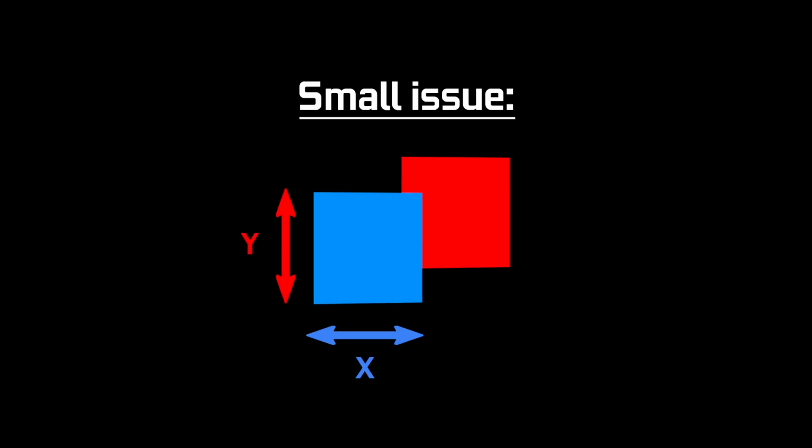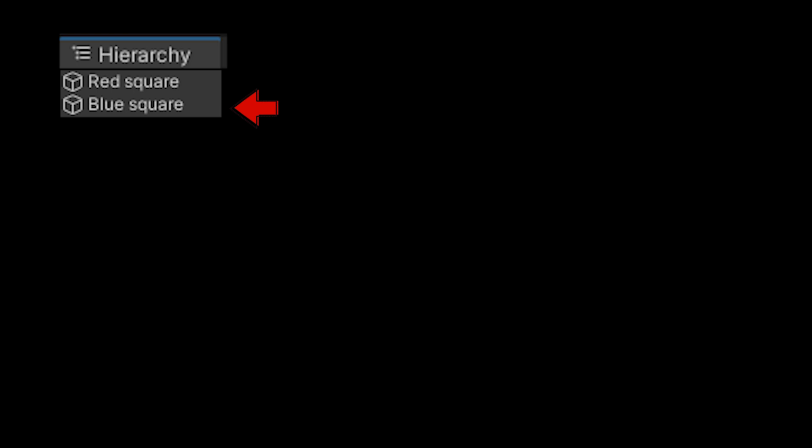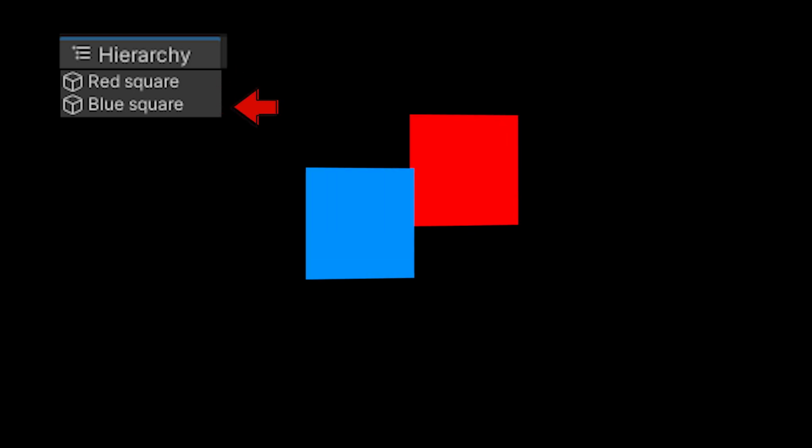Okay, so here's a small issue when it comes to UI. It only uses the X and Y axis. So any changes on the Z axis do absolutely nothing. How it chooses to render things from front to back depends on the position in its hierarchy. It goes from top to bottom. So whatever is on top gets rendered, followed by the next one and the next one.